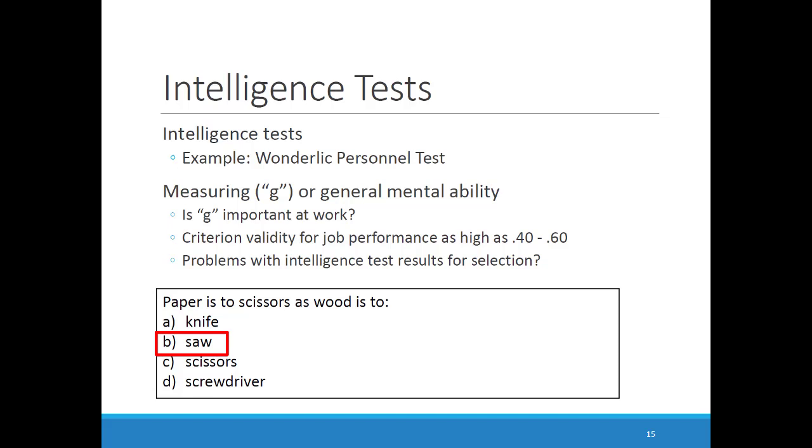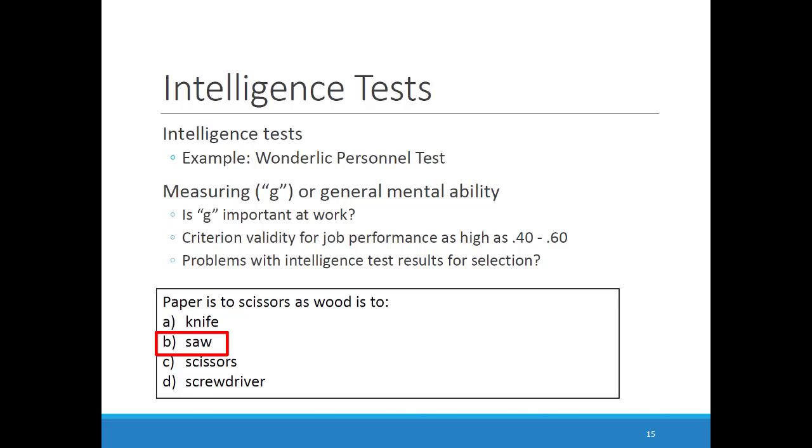So criterion-related validity for job performance is as high as 0.4 to 0.6. Do you remember from our last video what I said a strong correlation was? A strong correlation is around 0.5. And so you can see that this 0.4 to 0.6 range is indeed a strong positive correlation between G and job performance. So in other words, as general mental ability goes up, job performance goes up, and that is a strong positive relationship. So in general, yes, we have criterion-related validity for general mental ability predicting job performance.